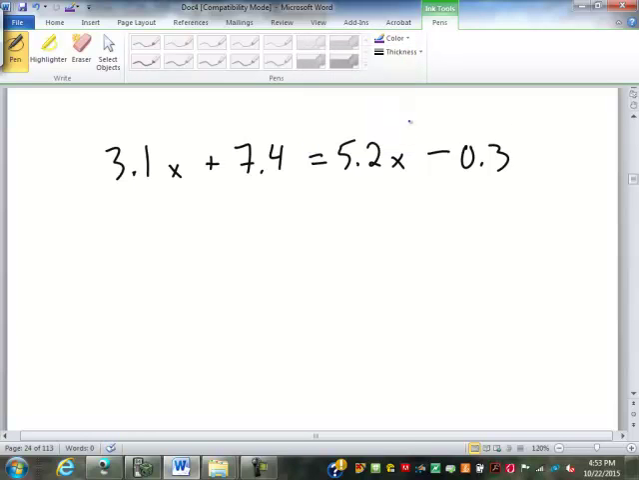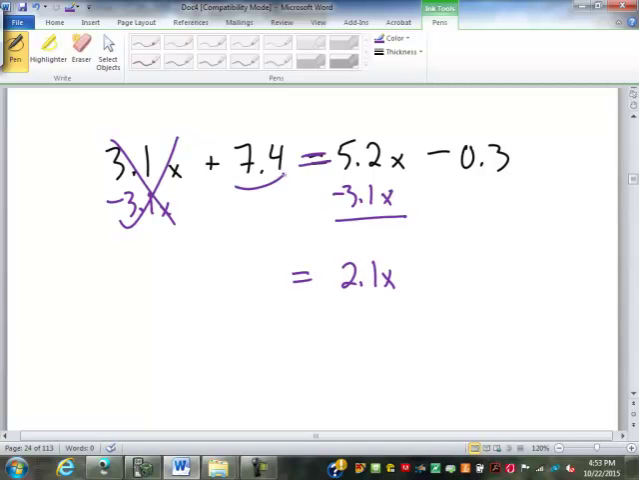So let's do this one. Tell me where to start. Okay, we've got an x on each side of my equal sign, so I've got to get rid of one of them. We'll get rid of the small one, which is 3.1x. So that's gone. Where else do I have to take it from? The 5.2. Good. So that leaves me with 2.1x. Over here, I still have 7.4, and over here, I have minus 0.3.